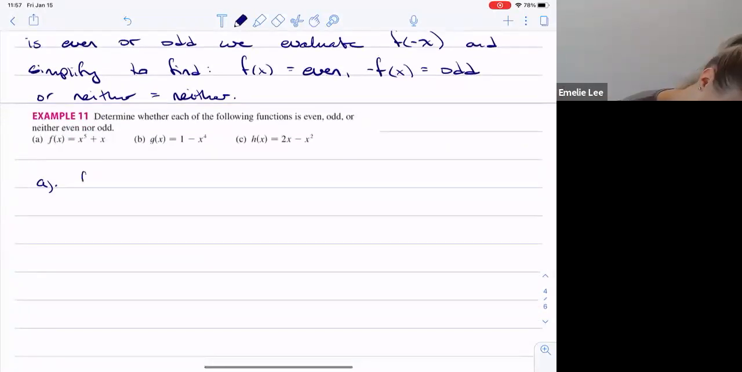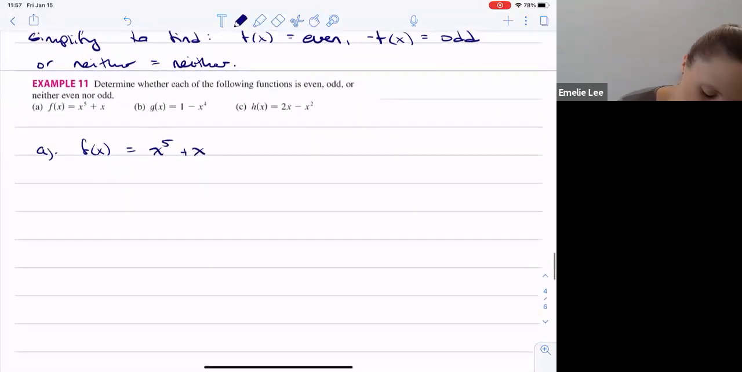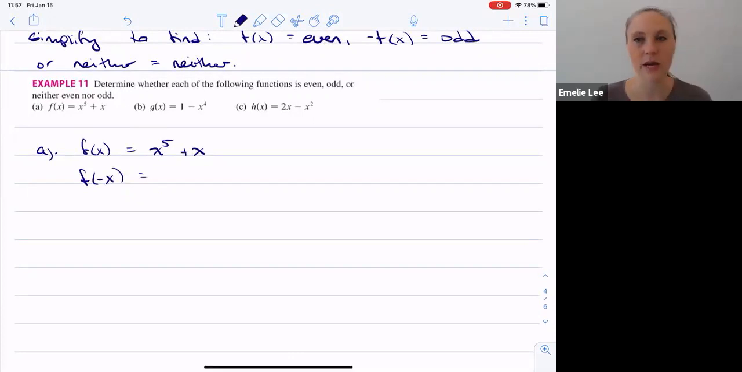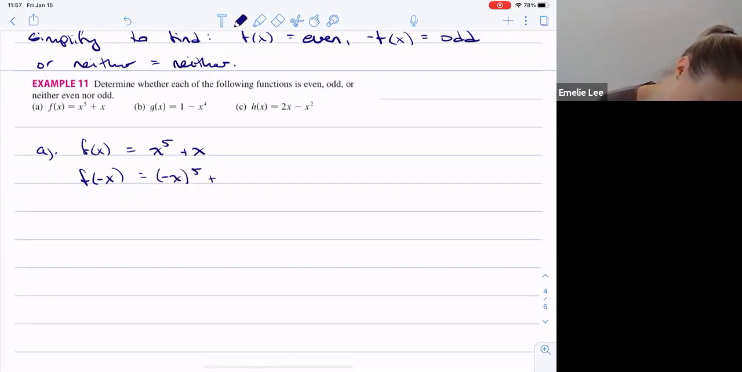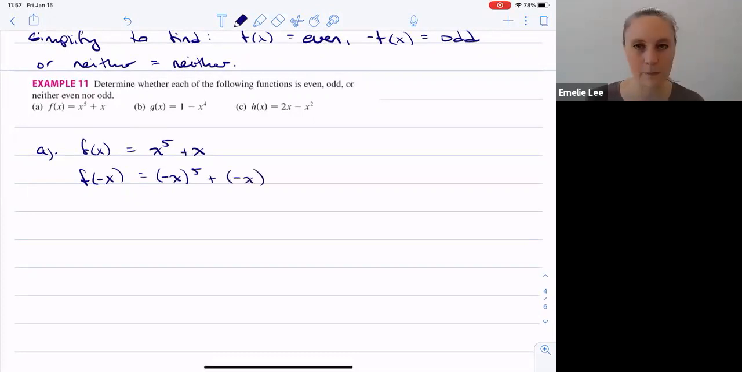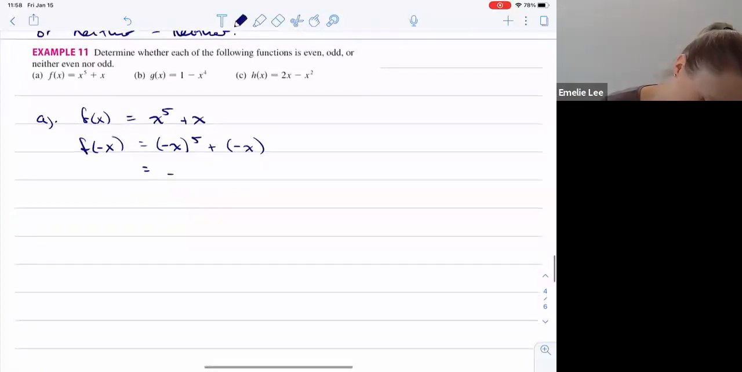So f of x, I'm just going to write it out here, x to the 5 plus x. Okay. So what I'm going to do is I'm going to take f of negative x. So now I'm just going to plug in place of x, right? I'm going to plug in negative x as one thing. So negative x to the power of 5 plus negative x. Okay. Even powers, we drop the negative, right? Odd powers retain the negative, right? So we get negative x to the 5 minus x.